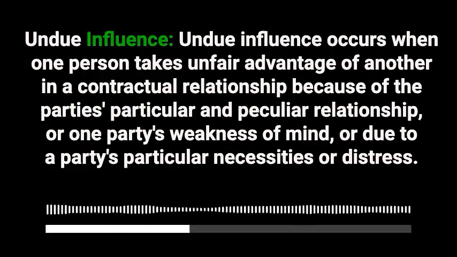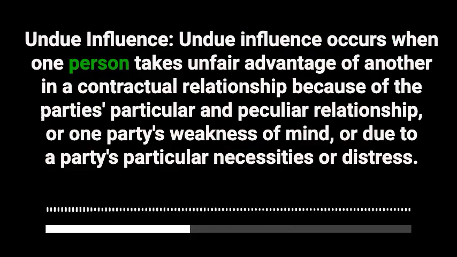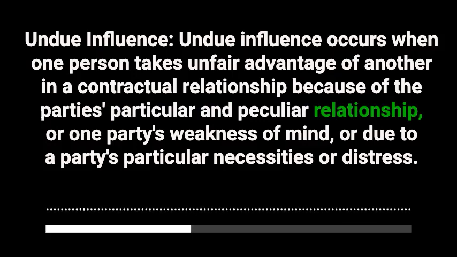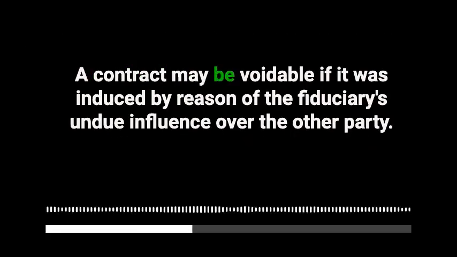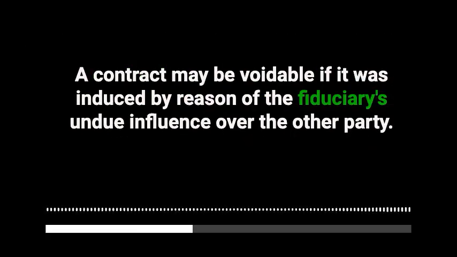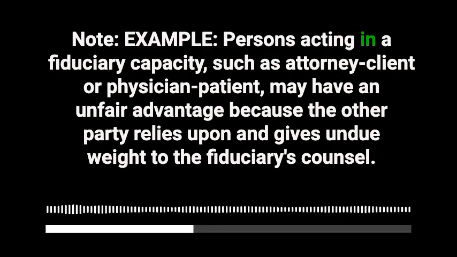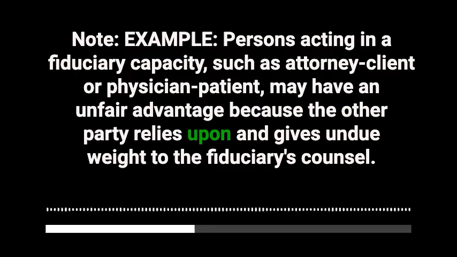Example: undue influence. Undue influence occurs when one person takes unfair advantage of another in a contractual relationship because of the party's particular and peculiar relationship, or one party's weakness of mind, or due to a party's particular necessities or distress. A contract may be voidable if it was induced by reason of the fiduciary's undue influence over the other party. Note: for example, persons acting in a fiduciary capacity, such as attorney-client or physician-patient, may have an unfair advantage because the other party relies upon and gives undue weight to the fiduciary's counsel.